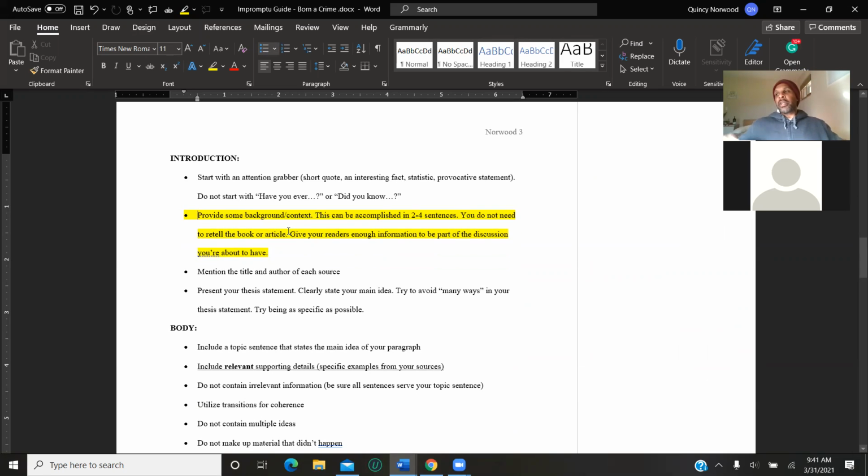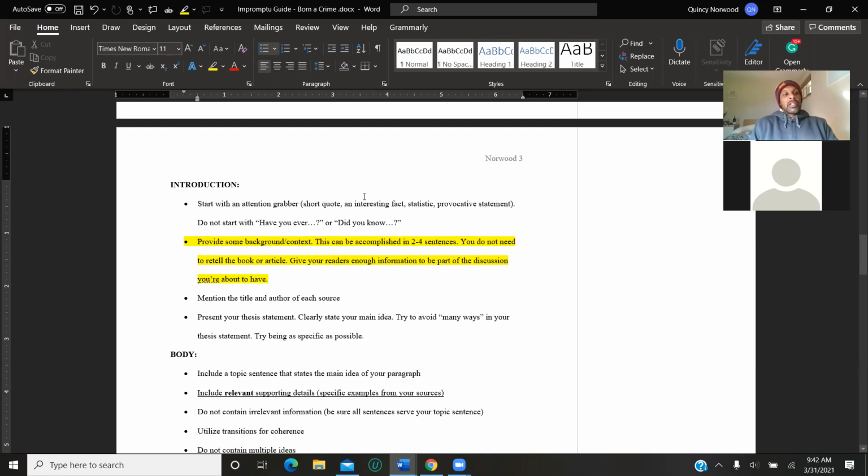You don't need to retell the book or the article. You don't need to give an in-depth history. You're just keeping it brief. Give your readers enough information to be part of it. Because on some level, even if your reader knows, don't assume they know what you know.